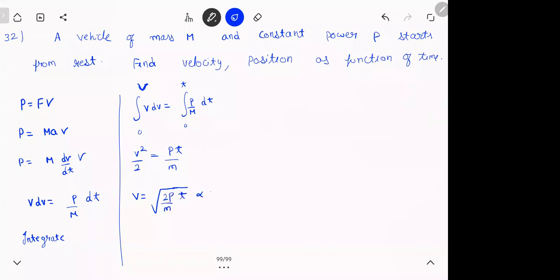So this was the question that directly asked you. V is proportional to what? T power 1, t square, t power half, like this. This is one. Next thing.